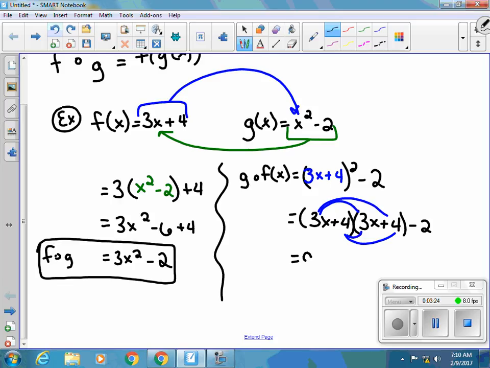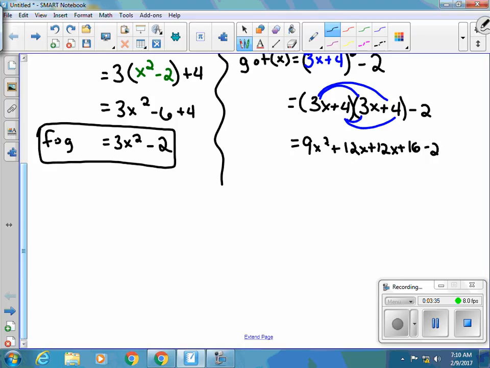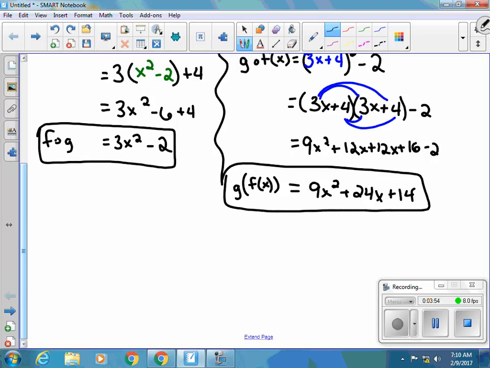So we actually have 9x squared plus 12x plus 12x plus 16 minus 2. So we can go ahead and simplify that and combine our like terms to give us 9x squared plus 24x plus 14. And that's the composition of g of f of x. So you can see here that the compositions give you two different answers, and that's because of the way that you're plugging the function into the other function.